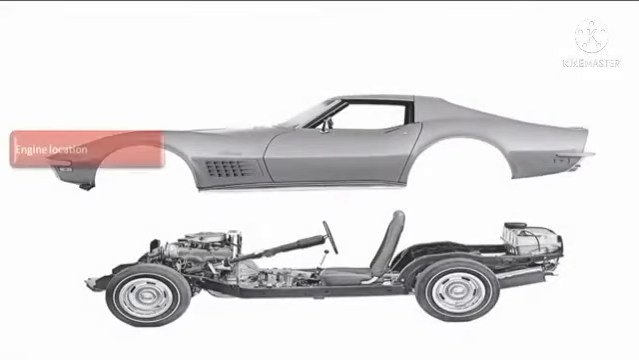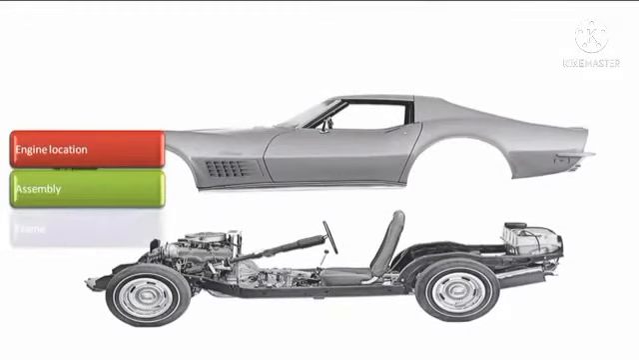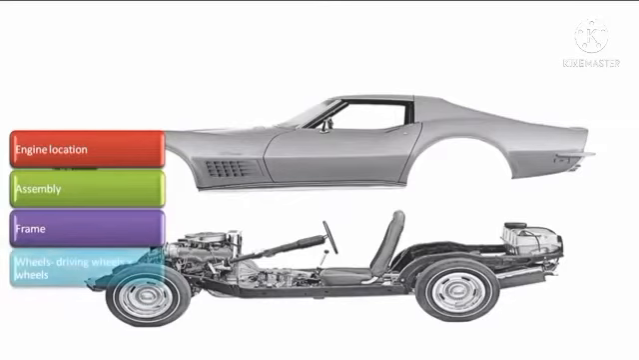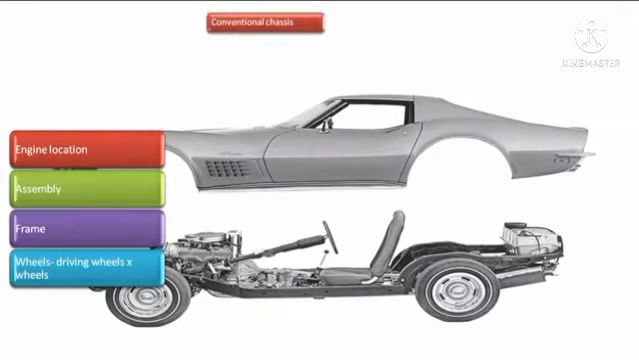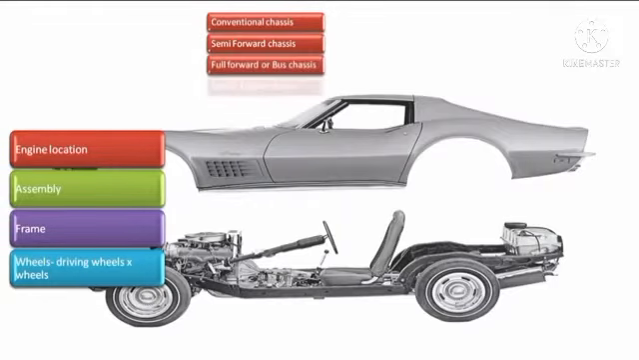Chassis can be classified based on engine location, assembly, frame, and wheels. Based on engine location, we have conventional chassis, semi-forward chassis, full forward chassis, center engine chassis, and finally we have rear engine chassis.